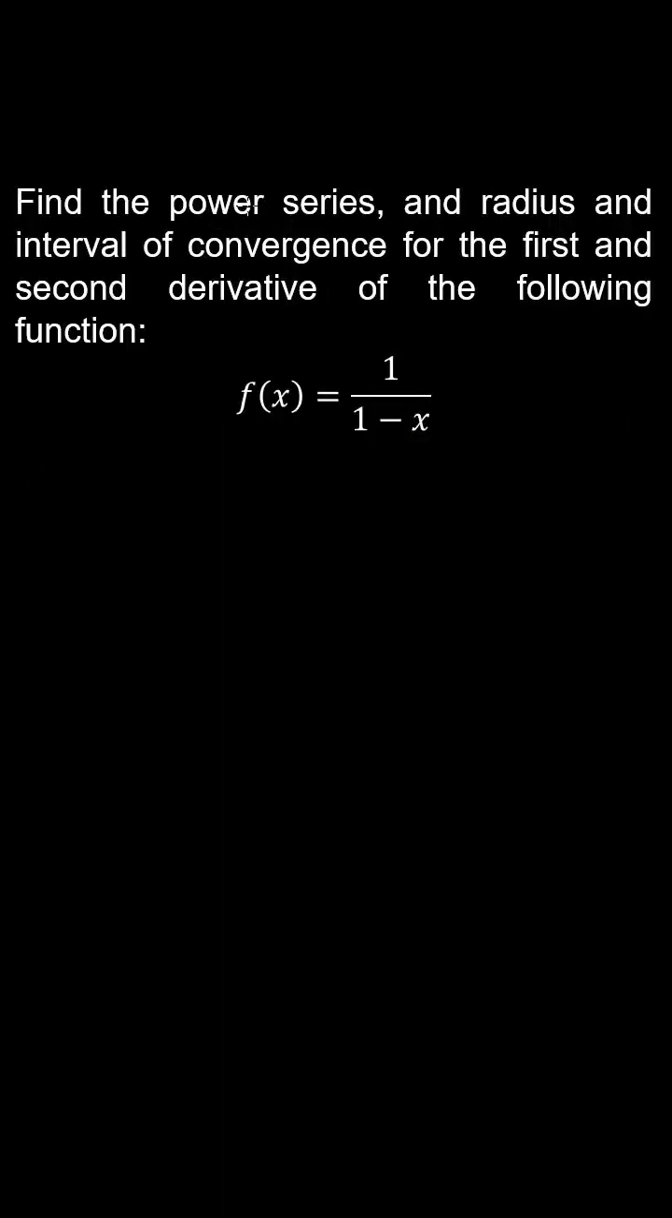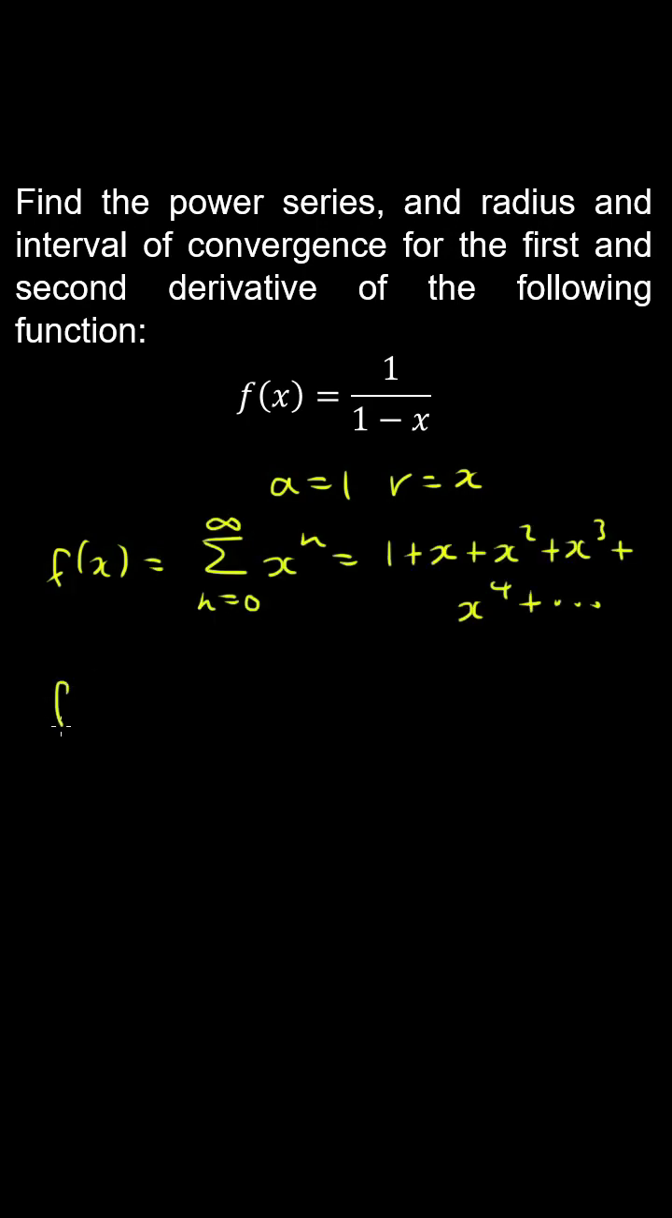Let's find a power series, radius and interval of convergence for the first and second derivative of the following function. So we recognize that this is a sum of a geometric series with a equals 1 and a ratio of x. So we can write the function as follows. And now differentiating this function, we obtain the following series.